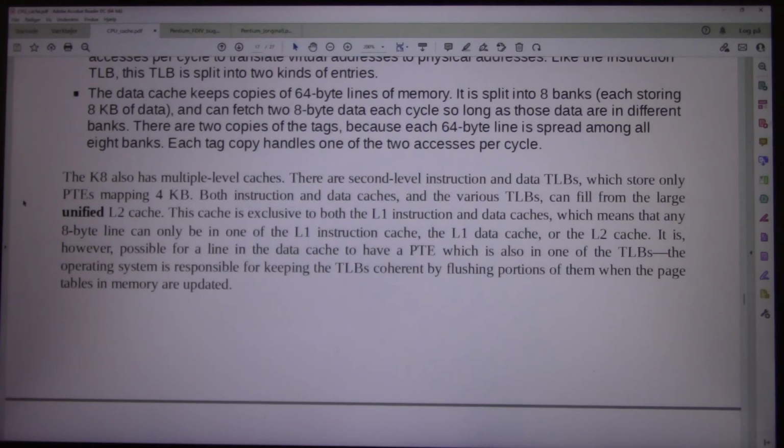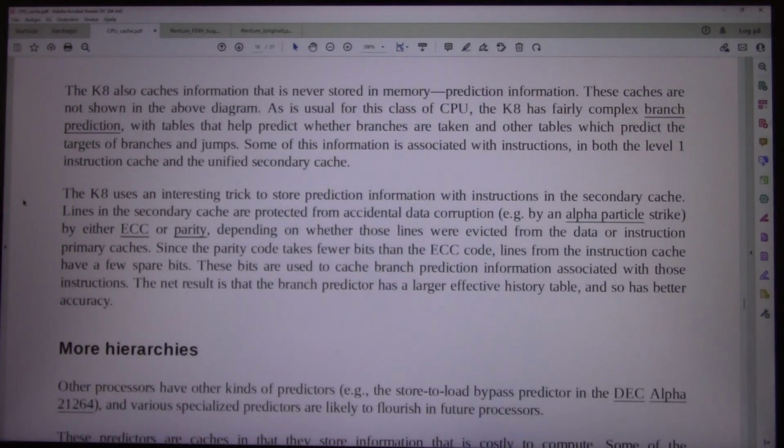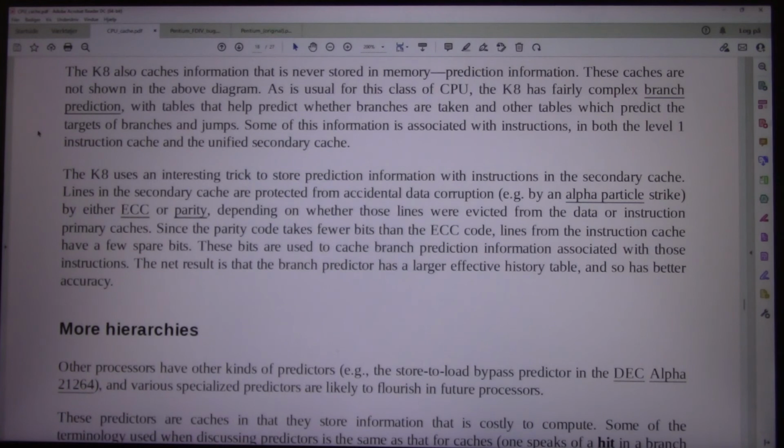The operating system is responsible for keeping the TLBs coherent by flushing portions of them when the page tables in memory are updated. The K8 also caches information that is never stored in memory, prediction information. These caches are shown in the above diagram.